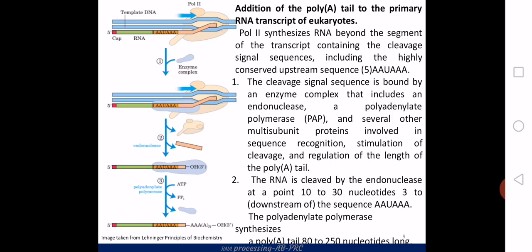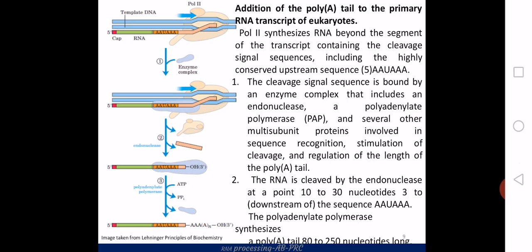During the termination process of transcription, we know that cleavage occurs at a particular sequence, and this cleavage site is demarcated usually around 10 to 30 nucleotides downstream of a particular sequence called AAUAAA. So the cleavage occurs at that site, usually 30 nucleotides downstream of the AAUAAA site. And this sequence is also a marking for polyadenylation.